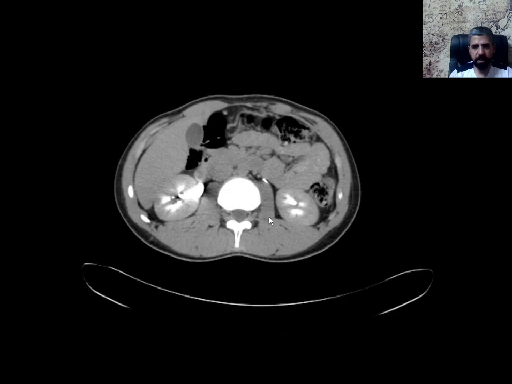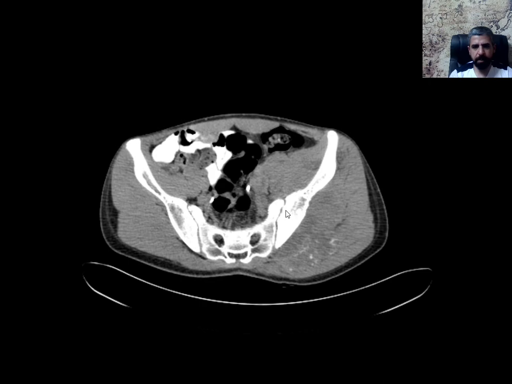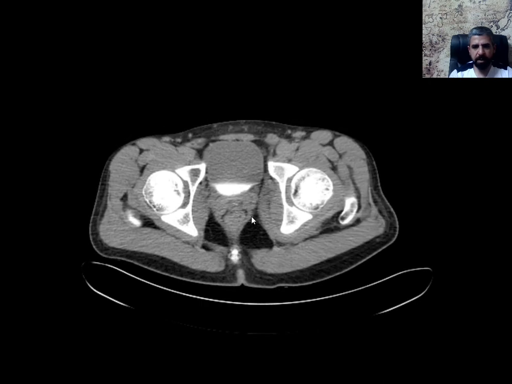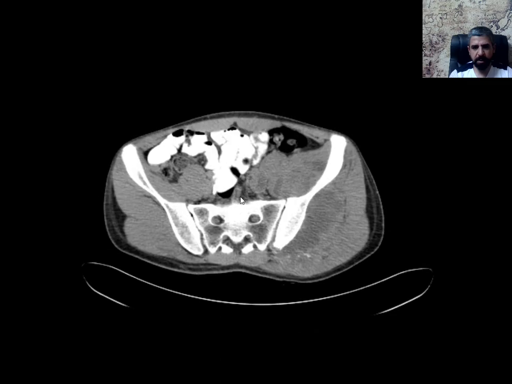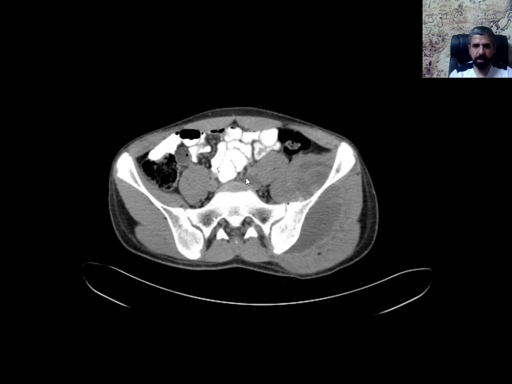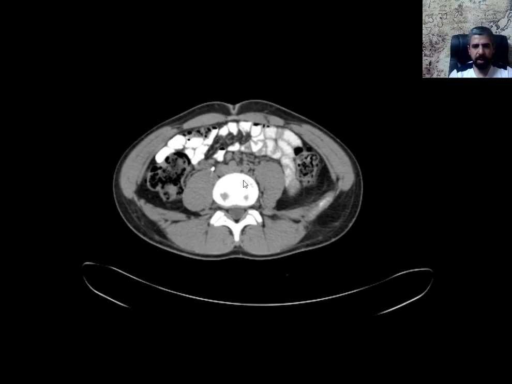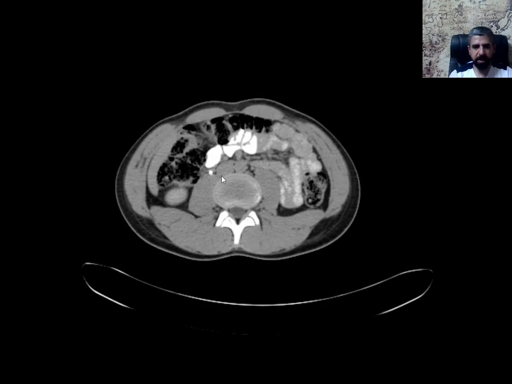You can see the kidneys excreting the contrast, and you can appreciate that contrast is passing into the urinary bladder. This is the left ureter and the right ureter here. So the left ureter is displaced to the right side by the mass effect of the previously mentioned mass.